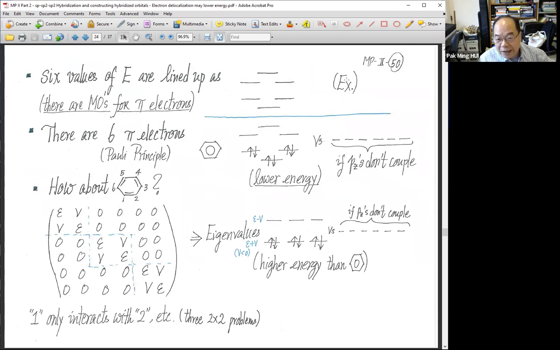Now the exercise has to do with, now we have epsilon and V in the matrix. So how is this related to epsilon and V? Is it epsilon minus 2V, or epsilon minus V, or whatever? So you have to work it out, but it must be something related to epsilon and V.